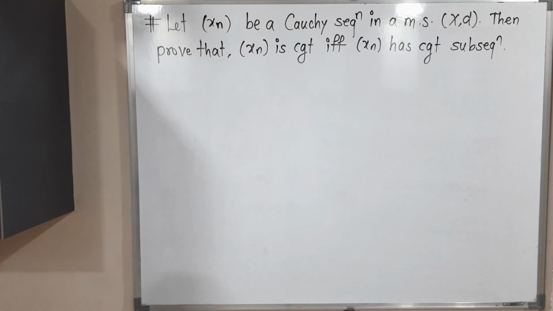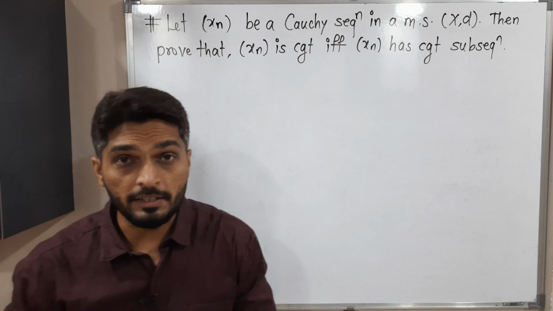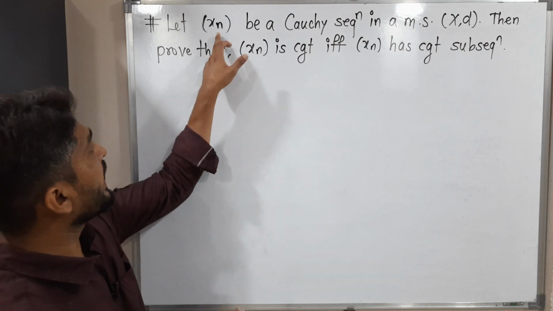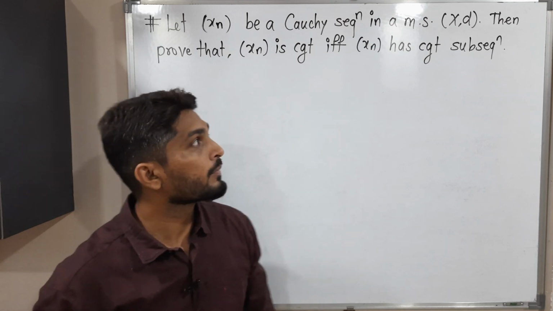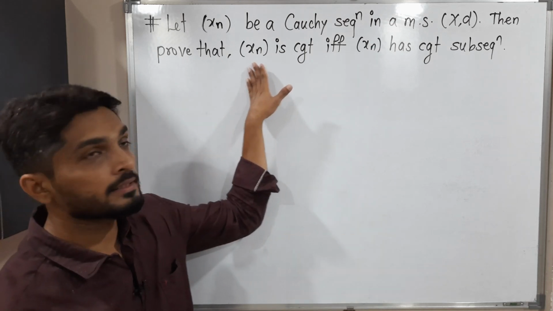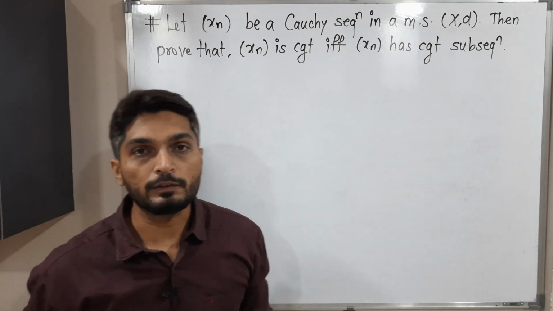Hi everyone, in this video we are going to discuss this result. So we have a metric space (X, d) and they have mentioned we have a sequence Xn. So that sequence is a Cauchy sequence. We have to prove Xn is convergent if and only if Xn has a convergent subsequence.